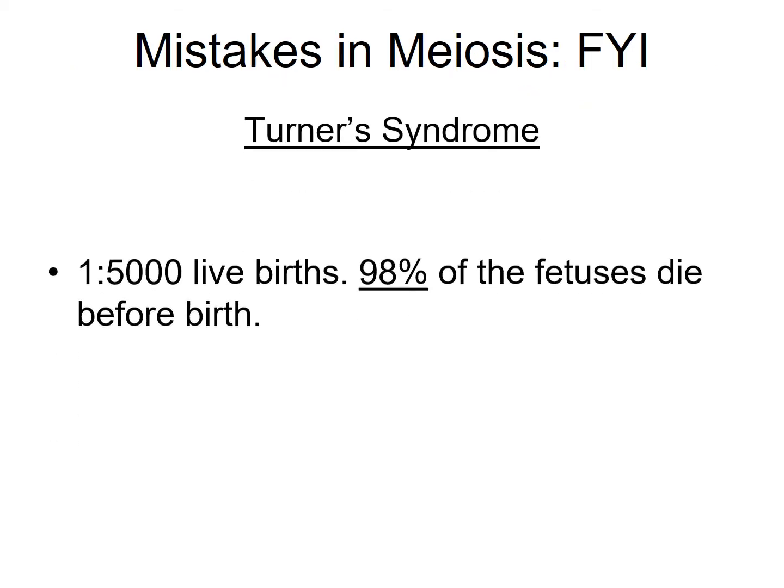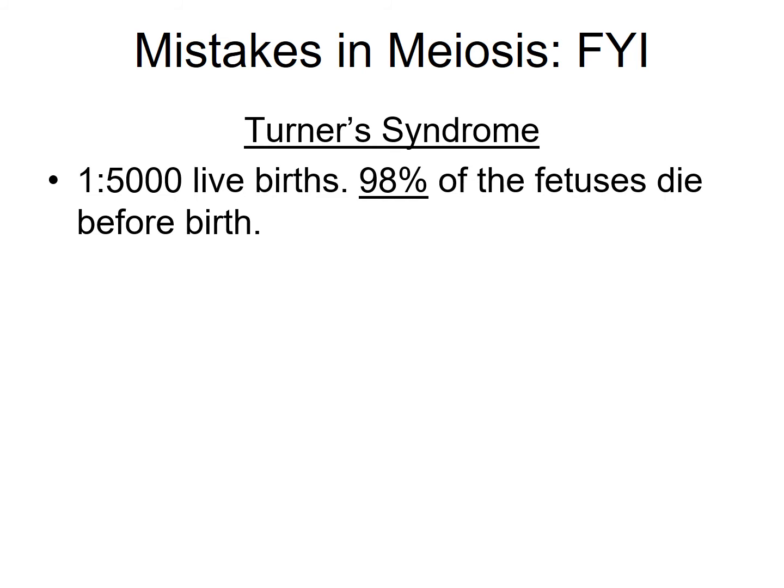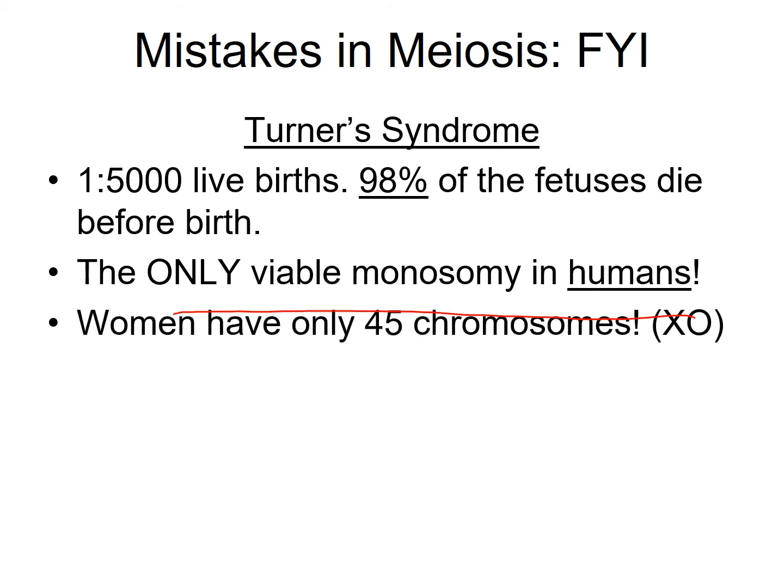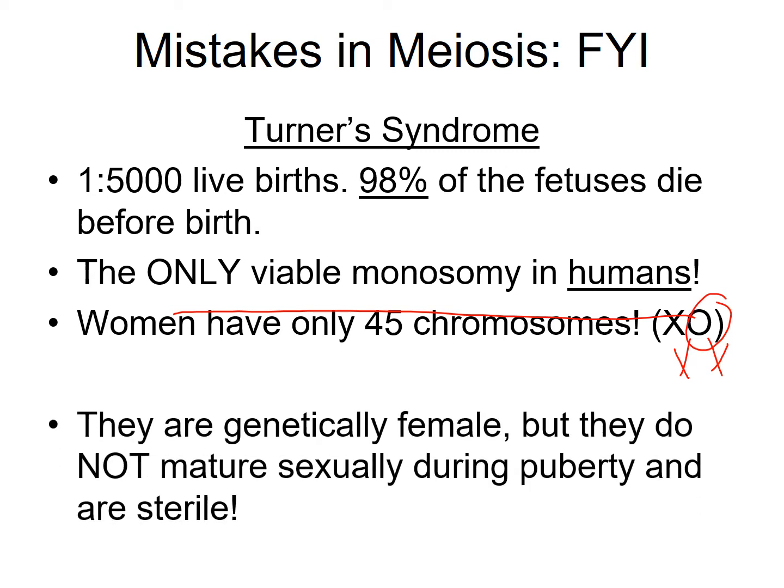So Turner syndrome. 1 out of 5,000 live births, most of them die, okay? There's reasons why. It's the only viable monosomy in humans. Only in humans, okay? Women only have 45 because remember, women are supposed to have two X's. That little circle there is a blank. It was a sperm that fertilized, but it was a blank.